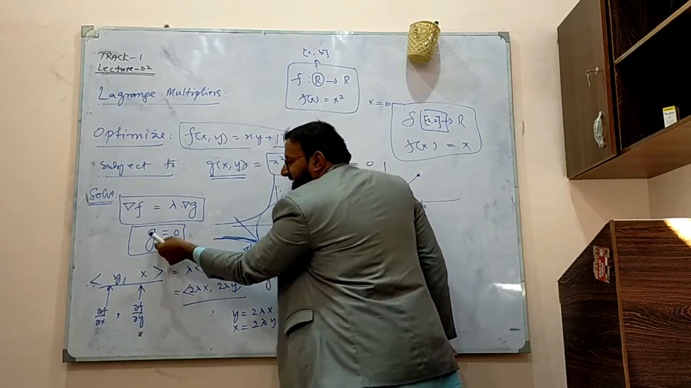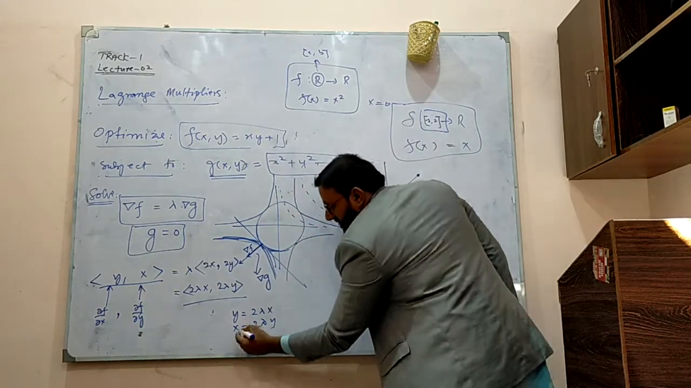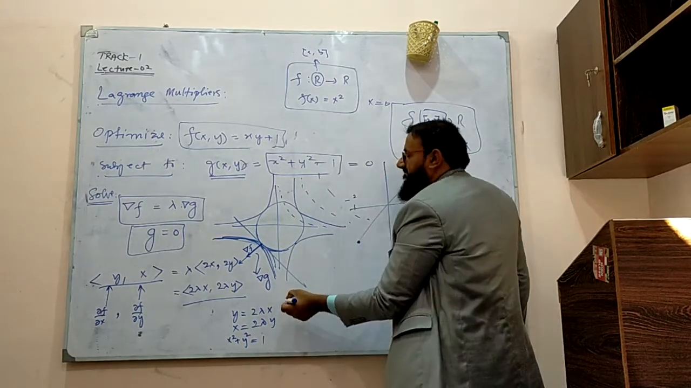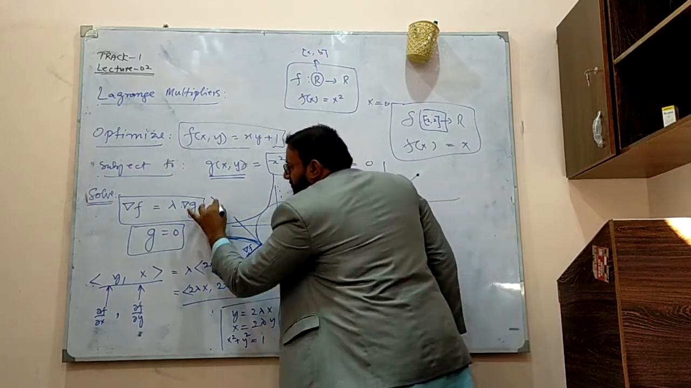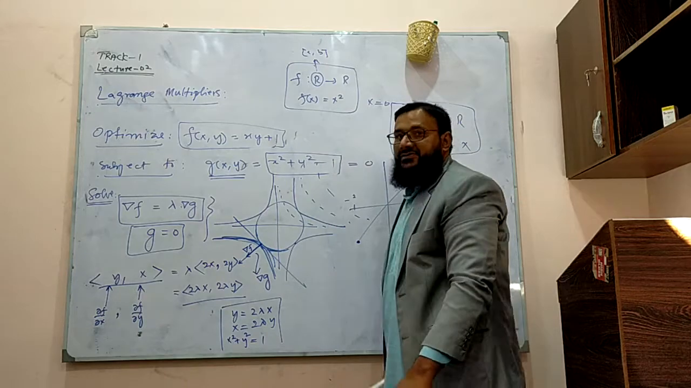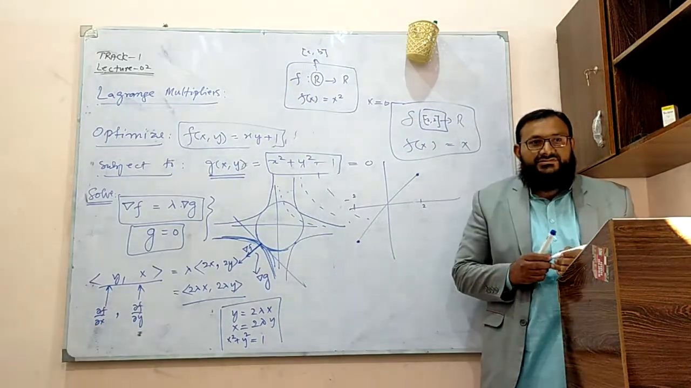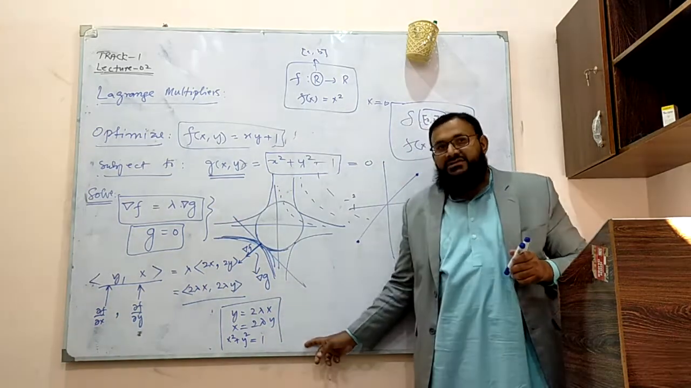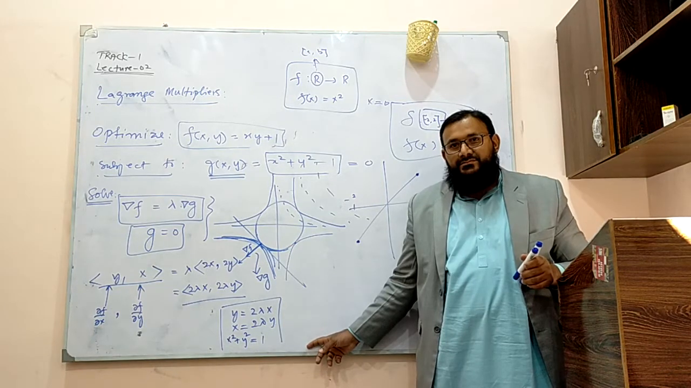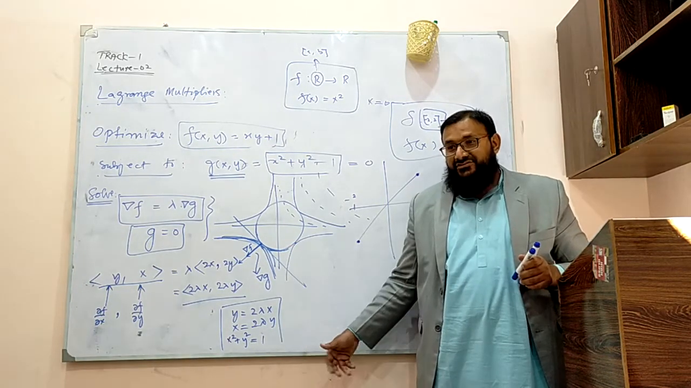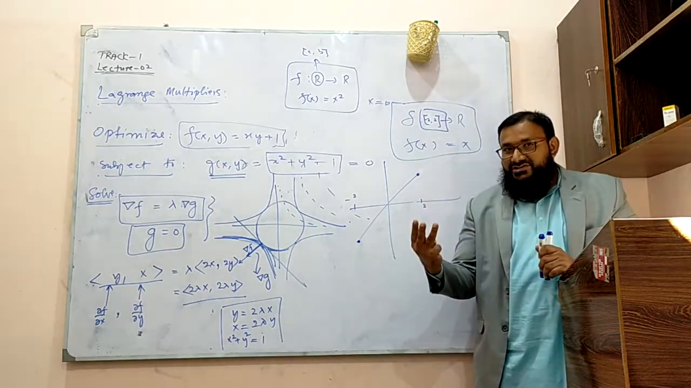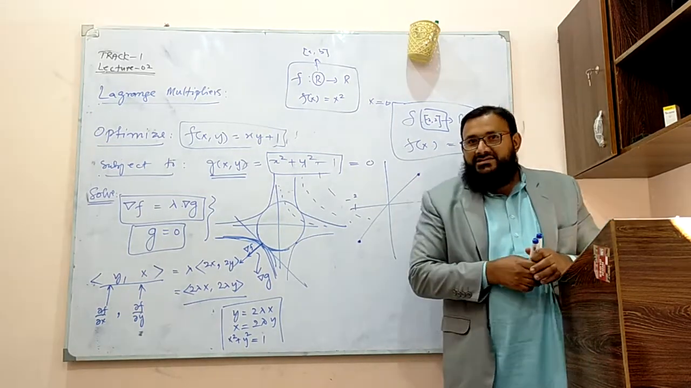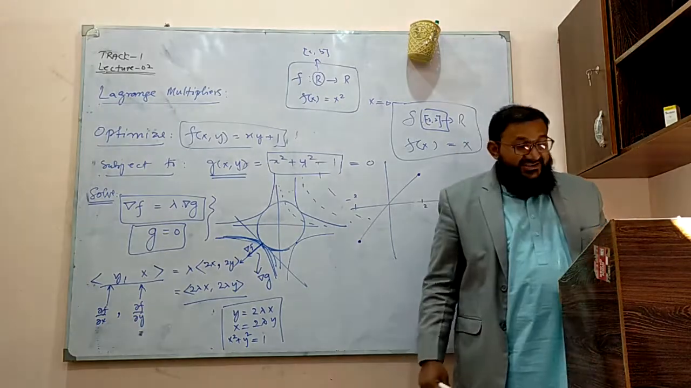What is the next equation? g is equal to 0. What is g? x square plus y square minus 1 equals 0, or equals 1. So when you solve this, you get a system of 3 equations. With how many variables? Lambda is there, so 3. You have to find the value of lambda as well. So 3 equations, 3 variables. If you have 3 equations and 2 variables, this might lead to something which is not okay.